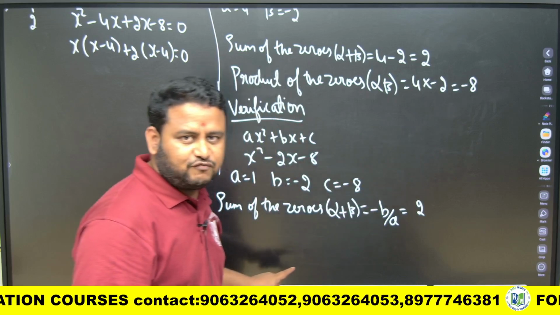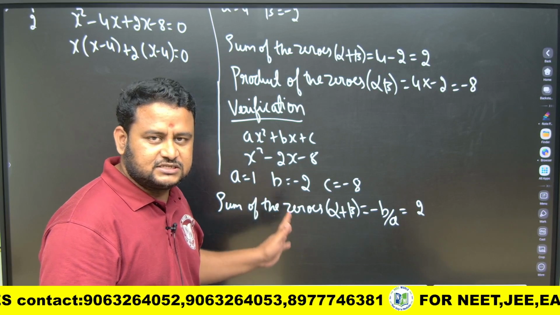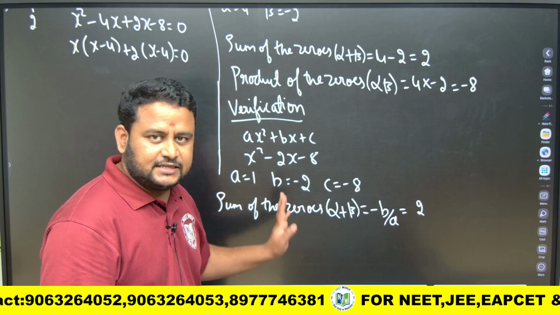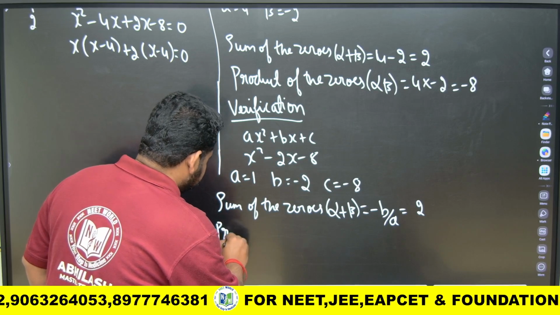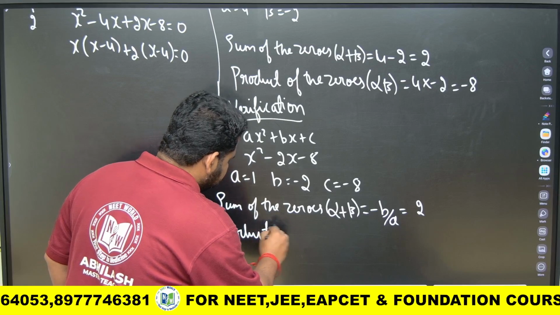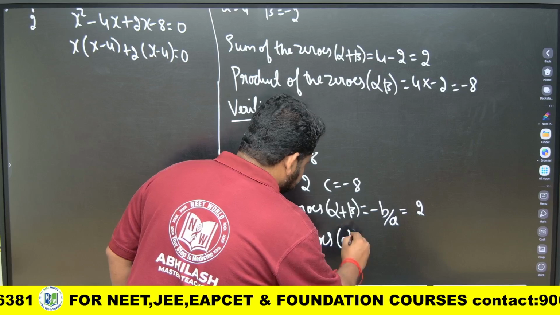Minus 8. Now using the formula method, what formula will I use for the product of the zeros? Product of the zeros is equal to c by a. That also I should get as minus 8. So let us check the product of zeros, that is alpha beta.